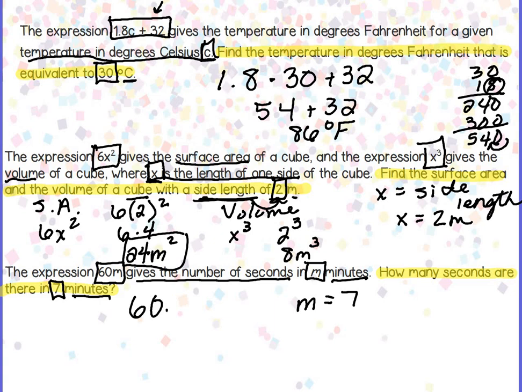So I have 60 times m will give me my number of seconds, which is what I'm looking for. So I'm going to substitute 7 in for m and do 60 times 7. 6 times 7 is 42. Add on the 0 to the end, and my answer is 420 seconds are in 7 minutes.